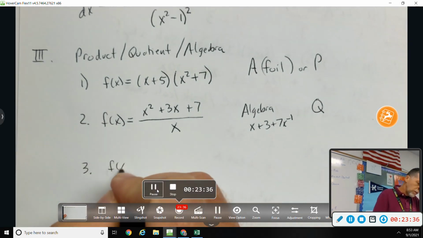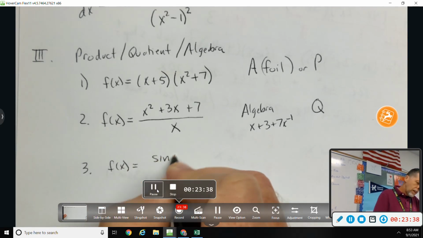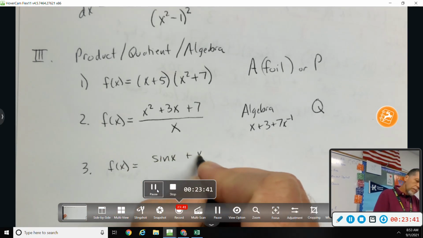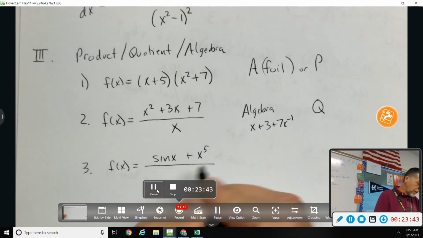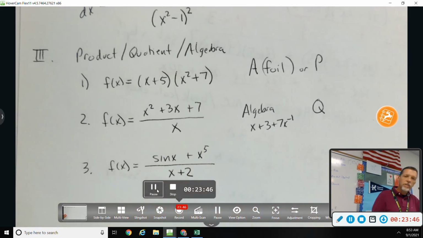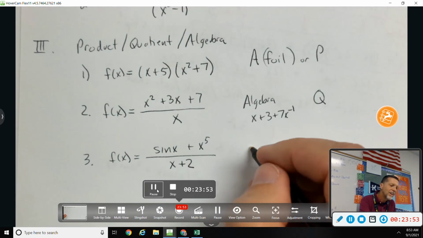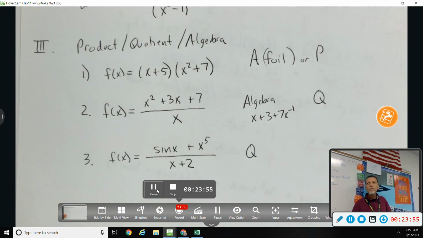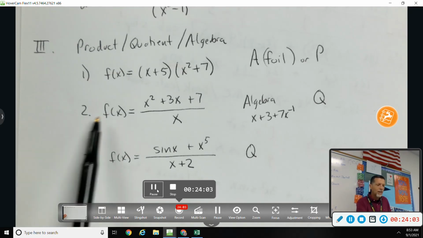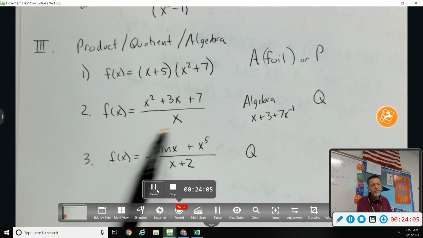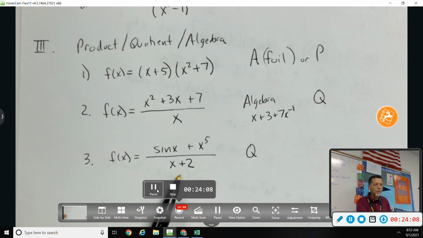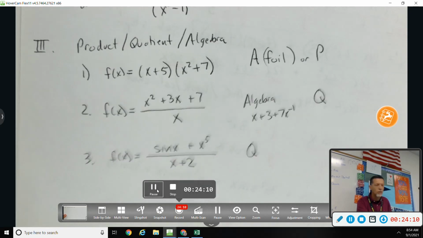One more of these. Sine of x plus x to the 5th over x plus 2. Yeah, you have to use the quotient rule on that. So on some of these problems, you can avoid the quotient rule. Like, you're like, oh, that's ugly and terrible, I don't want to use the quotient rule. Let me use algebra. Okay, that's fine on some of them, but we can easily write problems that algebra won't work on. You are forced to do the quotient rule on ones like number 3.